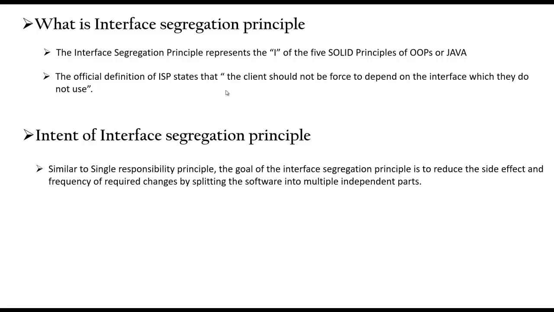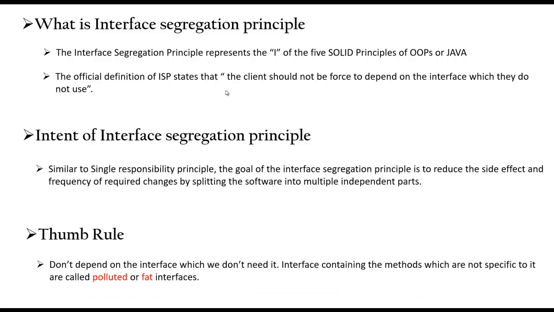Similar to the single responsibility principle, the goal of the interface segregation principle is to reduce the side effects and the frequency of required changes by splitting the software into multiple independent parts. It means that we should not change the code which is already written and tested. By splitting the code into multiple independent parts, when we change one part of the code, it should not affect the other parts. So, what is the thumb rule of the interface segregation principle?